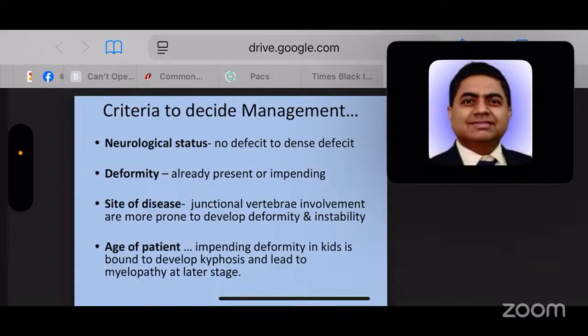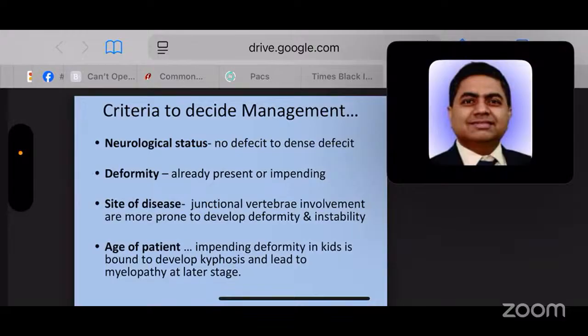Age of the patient, that's another important thing. Why is it important? We are not dealing with adults, but with kids. So if there is a significant deformity seen at presentation in a child, then remember there are times when the kyphosis is actually going to increase over a period of time. And as the child grows, the deformity is further going to get exaggerated.